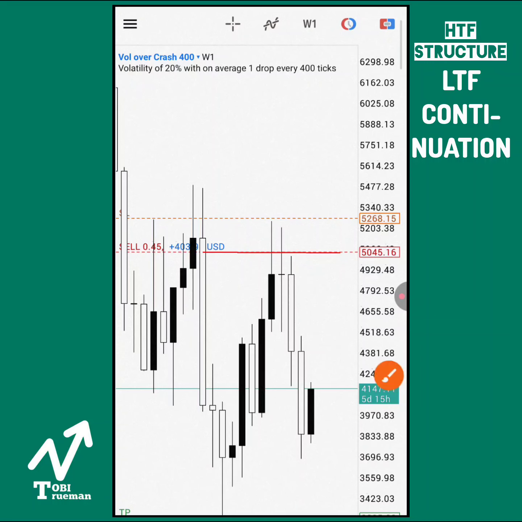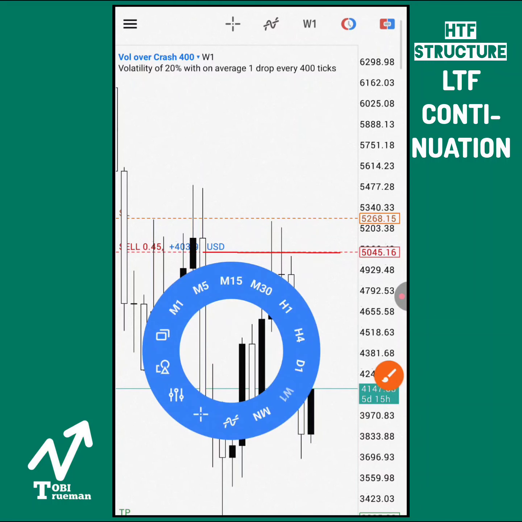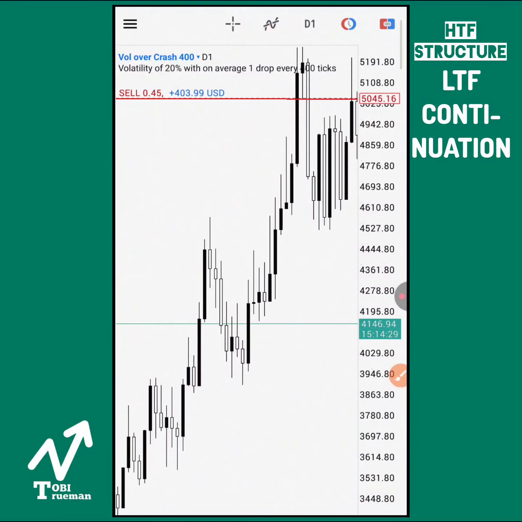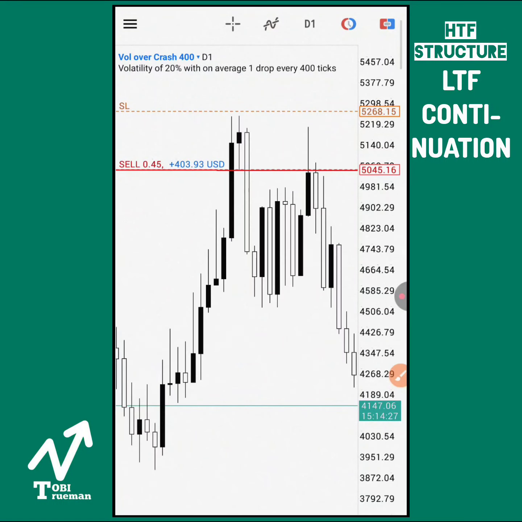What do we do to get our entry there? Now that price is at that 0.7 Fibonacci level, we have to go to the corresponding lower time frame, which is the daily. Now on the daily, what are we looking for? We're looking for our entry candlestick formation.